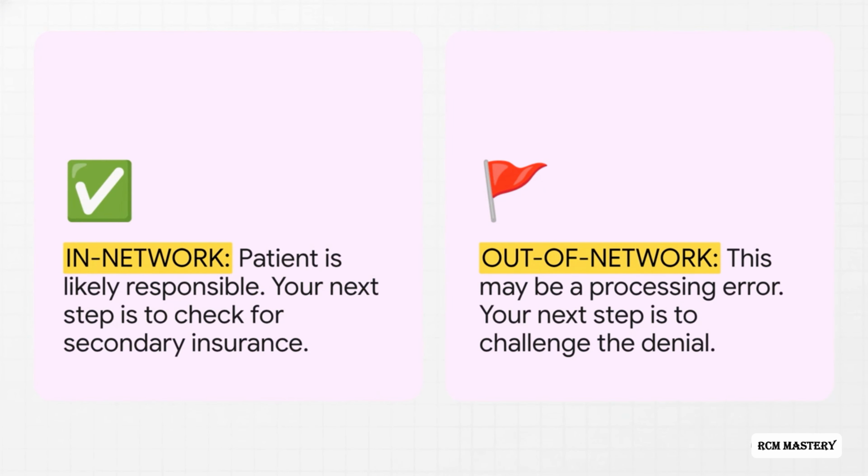And here are those 2 paths, laid out plain and simple. If the rep says it was processed in-network, you're on the green path. The denial is probably correct, and your next move is to look for another insurance to bill. But if they say it was processed out of network and you know for a fact that you're an in-network provider, that's a huge red flag. That means it was probably a processing error and your job just switched from billing to fighting.